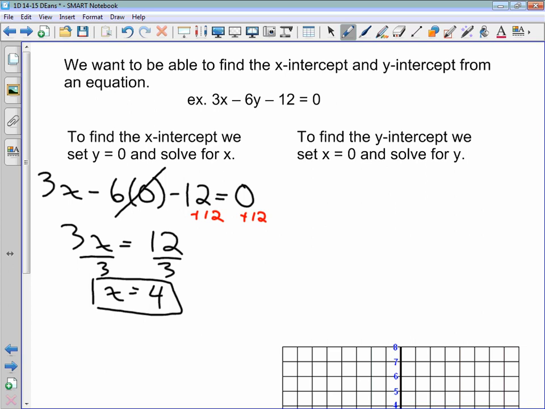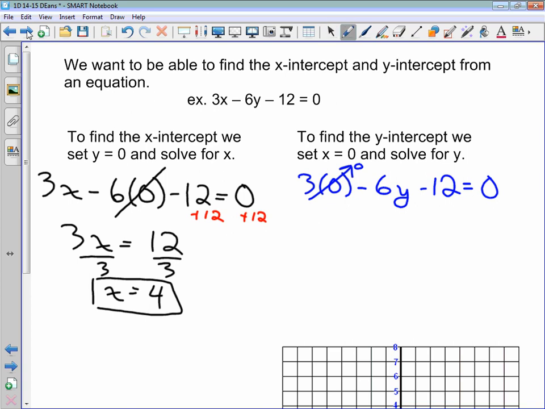I can do the similar sort of thing to find my y-intercept. If it's our y-intercept, we know it's going to be on our y-axis, so we can set x equal to 0 and then solve for y. So I'll do that in blue over here. We're going to set x equal to 0, so 3 times 0 minus 6y minus 12 equals 0. Again, 3 times 0 is just going to be gone because 3 times 0 is just 0.